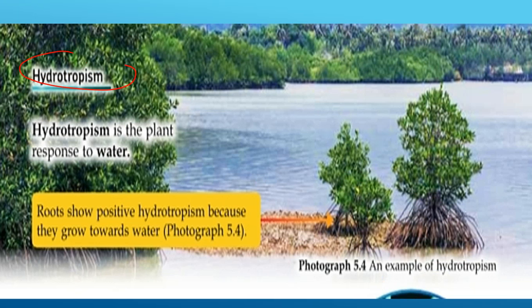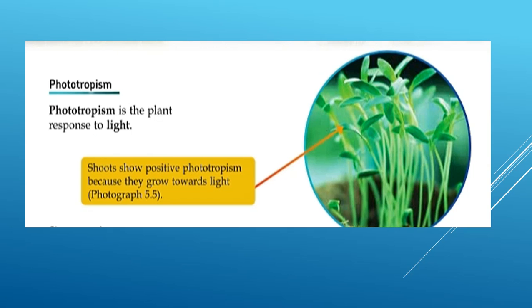And then we have hydrotropism. Hydrotropism is plant response to water. In this example, the root shows positive hydrotropism because the root grows towards the water. And then phototropism is the plant response to light. In this photograph, shoots show positive phototropism because they grow towards light.